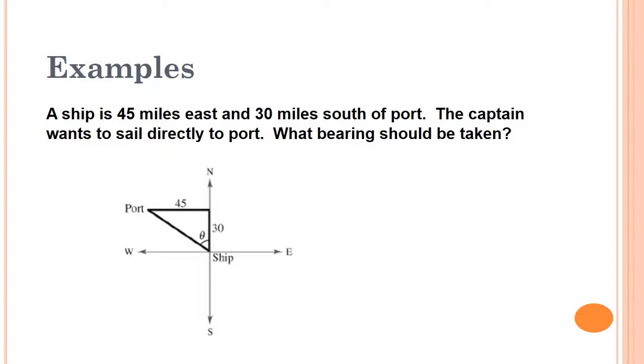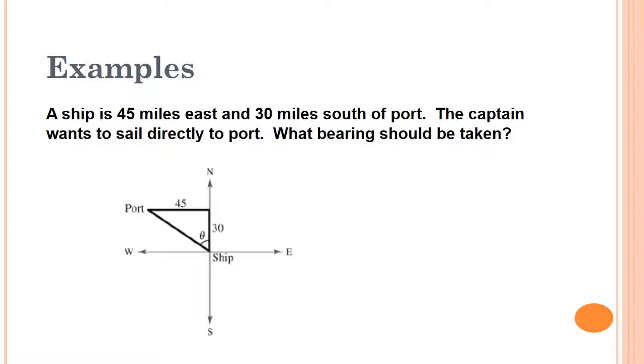All right, so he is 45 miles east and he is 30 miles south. Notice that what we did was we actually put the ship at 0, 0, and that would mean that the port would be 30 north and 45 west. So it seems a little backwards, but you actually want to take the bearing from the ship, so that needs to go at the 0, 0 point, or at the middle of your compass.